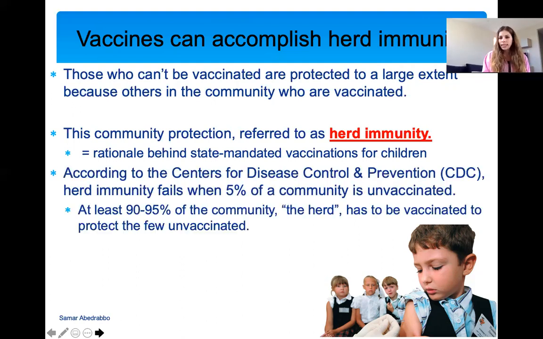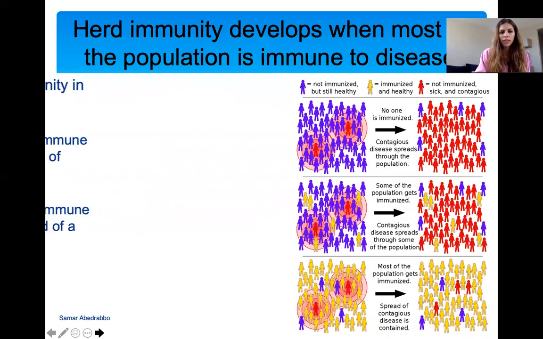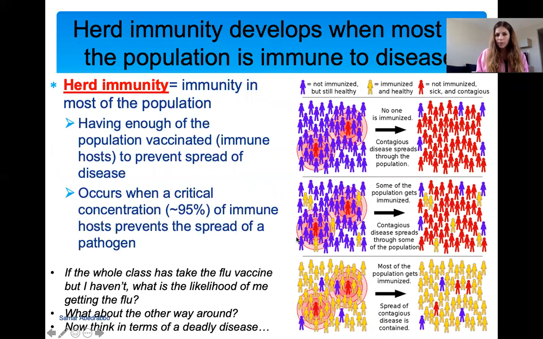According to the CDC, the Centers for Disease Control, herd immunity fails when 5% of a community is not vaccinated. So for herd immunity to work, you need at least 95% of a community to be vaccinated, so that we can protect the 5% of immunocompromised or old people or pregnant women who cannot get certain vaccines. We need 95% of the population to be vaccinated or immune so that the 5% who are vulnerable are protected by the herd, the community. Again, it's immunity in most of the population.